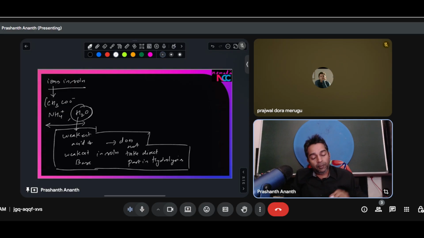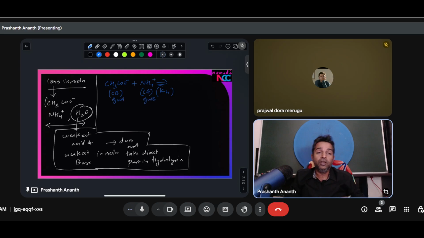So if water is not going to be taking part directly in any hydrolysis, what is the advantage which we now end up having? The advantage is very simple. We now have only a direct equation between CH3COO minus and NH4 plus. So CH3COO minus will now react with the NH4 plus, and we will now have this as the new hydrolysis equation. CH3COO minus is the conjugate base of a weak acid, and this is the conjugate acid of a weak base. So the CH3COO minus behaves as the base over here, meaning it will accept a H plus to become CH3COOH, and the ammonium ion behaves as the acid to form ammonia over here.